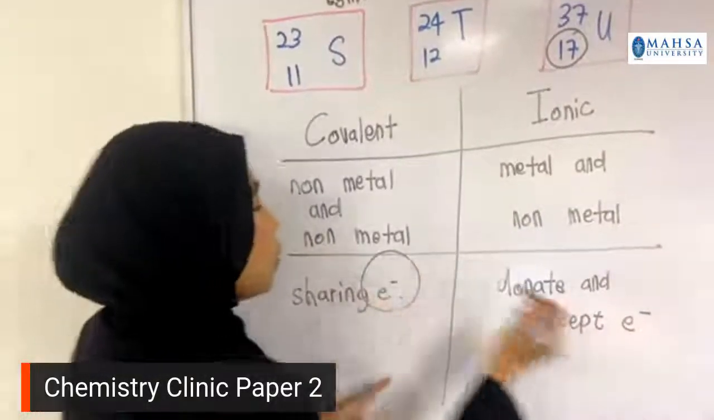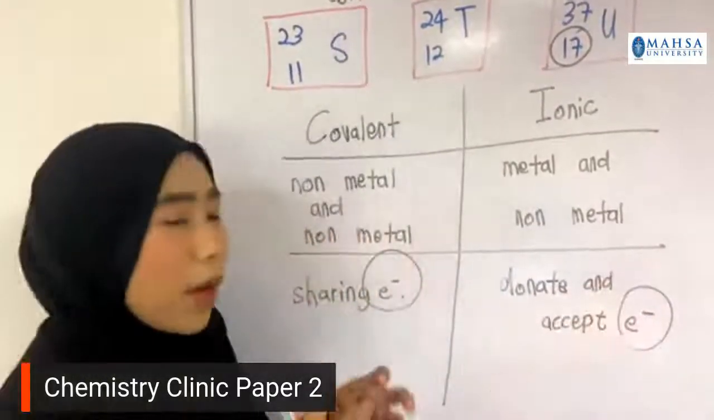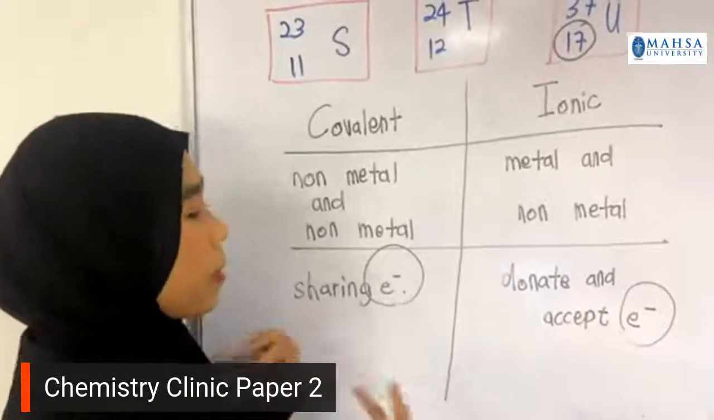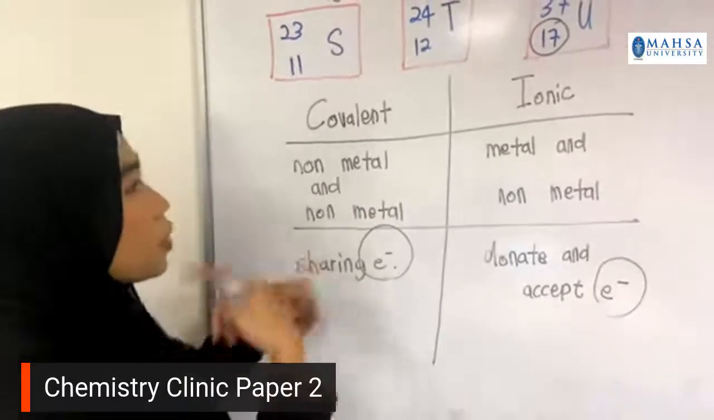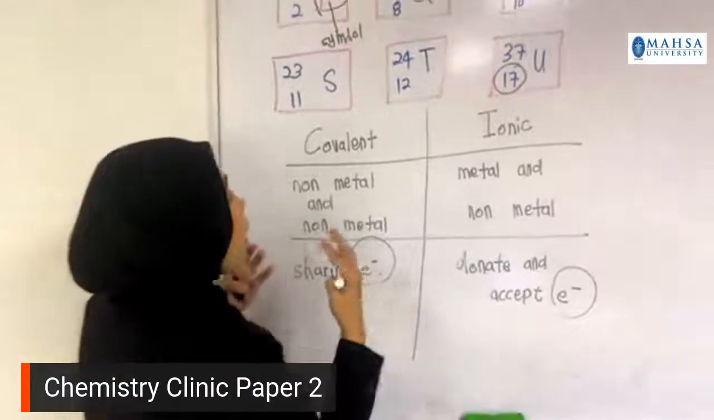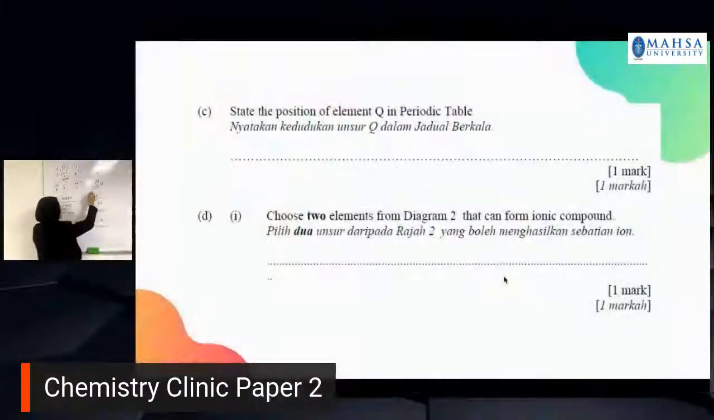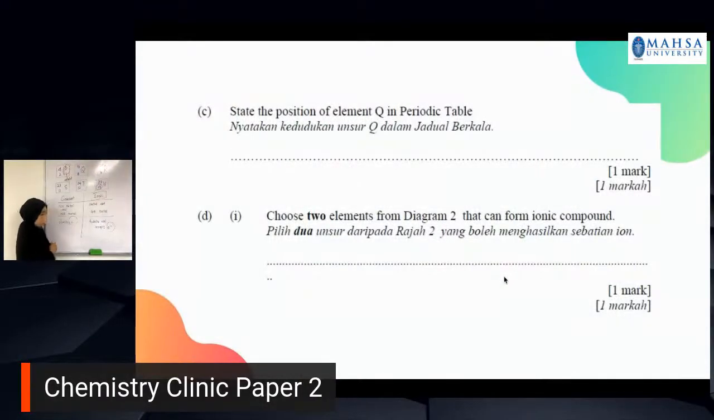Why are we referring to the electron? Because electron is the one in the orbital, so the movement must relate with the electron. Okay, so now back to the question. They are asking about what are 2 elements that can combine in order to form the ionic bond.